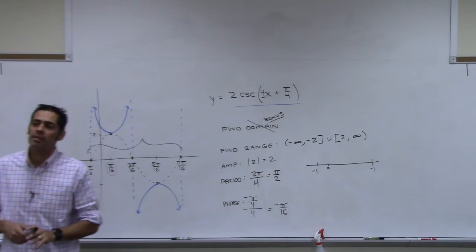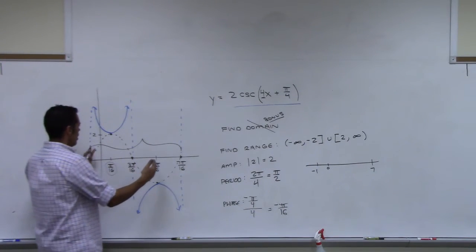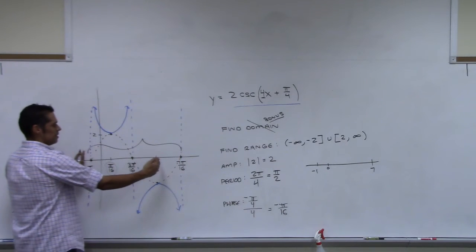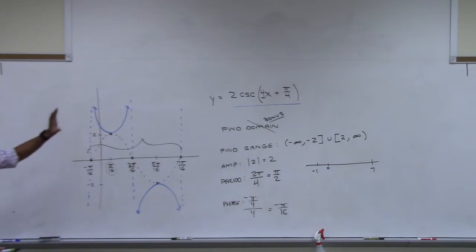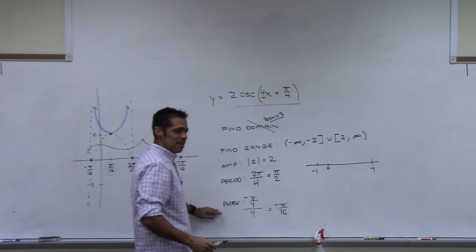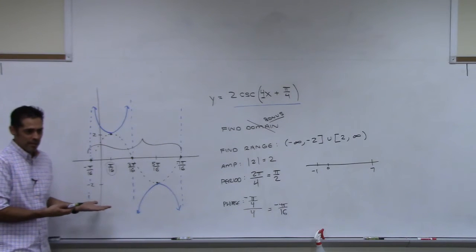Pi over 16? Yes. Look at it from 0 to where. That's why I like the graph, because everything's here, right? All we did was take the sine curve and move it this way by pi over 16. So I don't normally like to ask these questions on a test because the picture includes all of that information if you know what you're looking at, right?